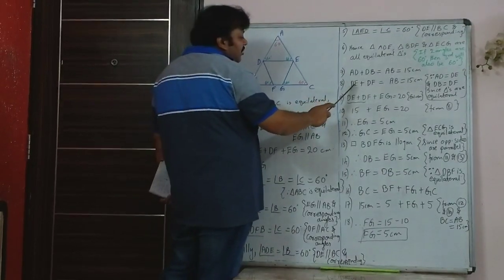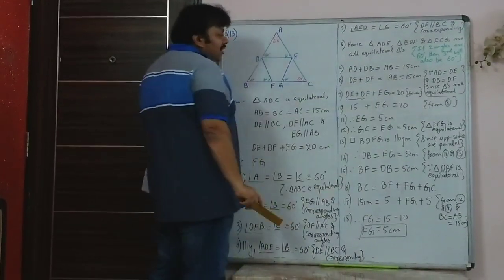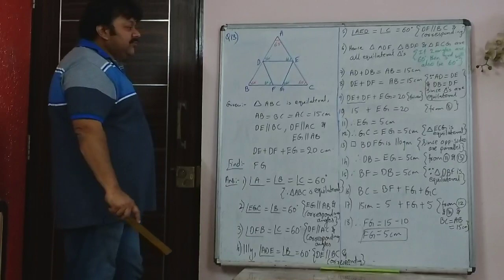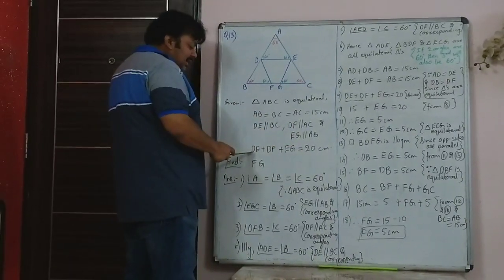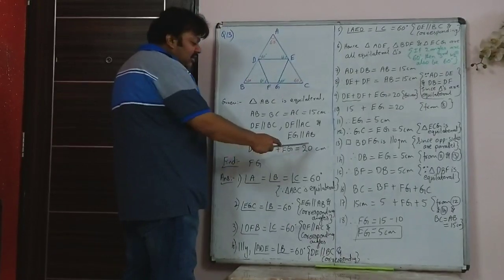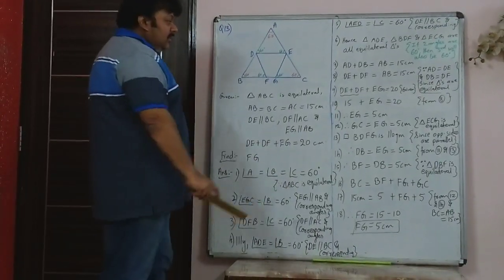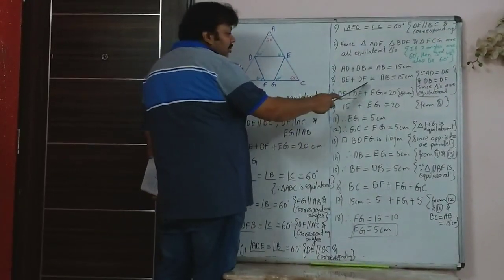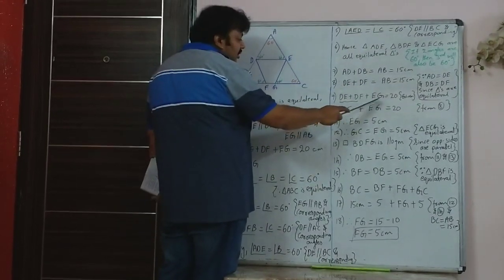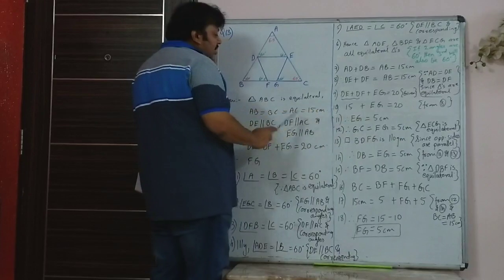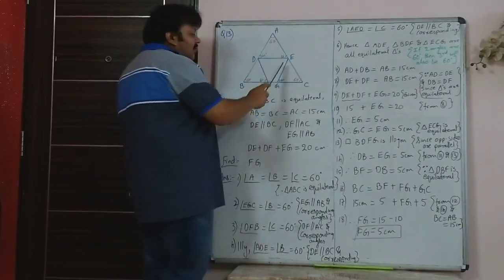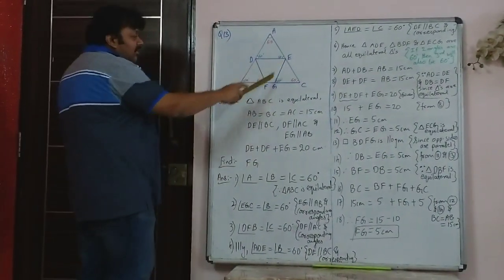So you can say that DE plus DF is the same as 15 centimeter. But now one more thing is given, that DE, DF and EG add up to 20. But already you showed DE plus DF is 15. So this EG will be 20 minus 15, that is 5 centimeter. So you have got EG is 5 centimeter.